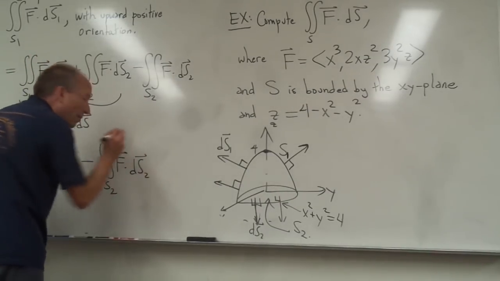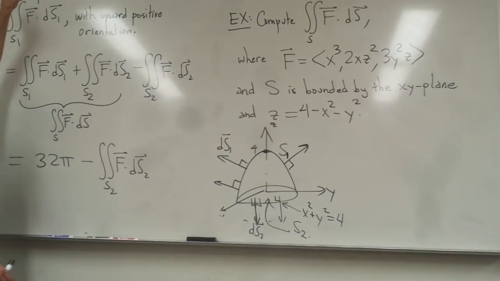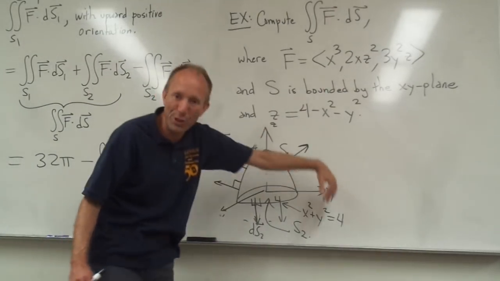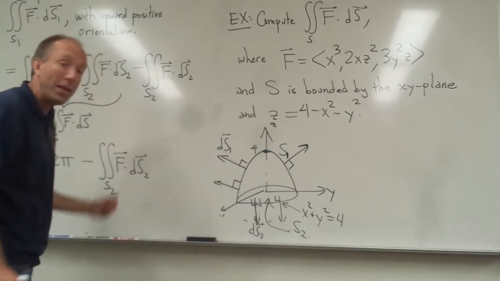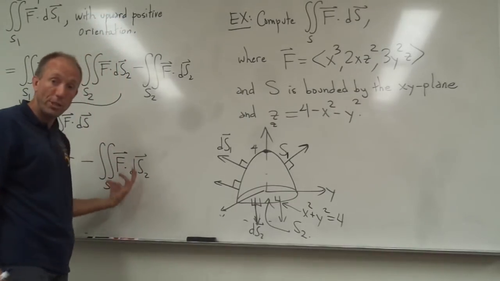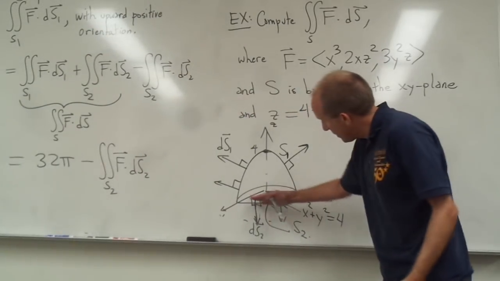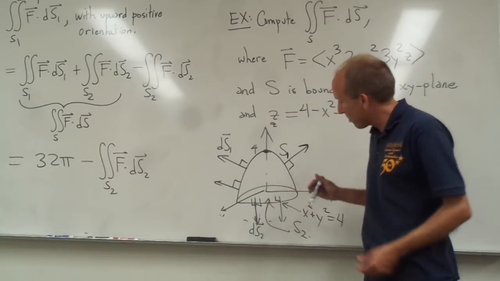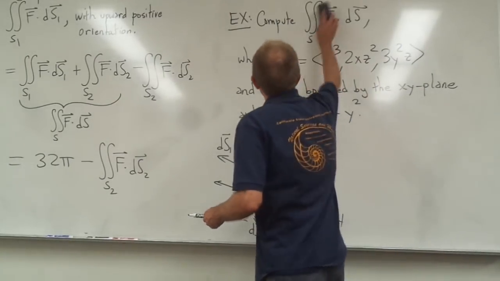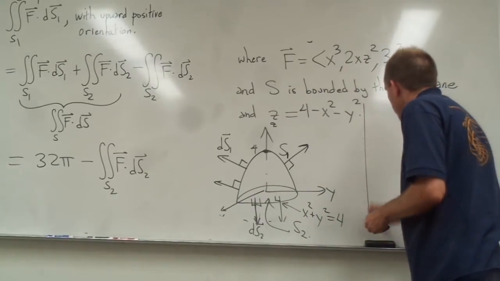Guys, what I'm doing right here is trading this rather difficult flux integral through this rather difficult surface for what I think will be a much easier flux integral. So I'm going to do this one directly. I'm going to do the flux through the disk that's on the bottom of this paraboloid with a downward orientation. I'm going to do that one directly. I need to keep the vector field on the board here.